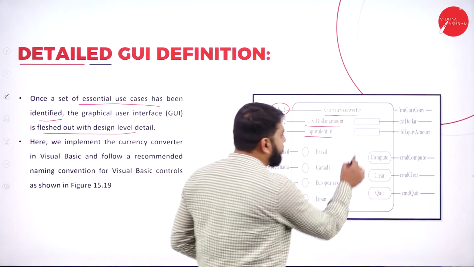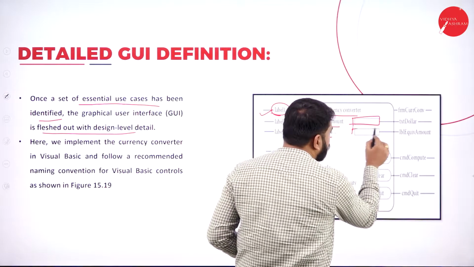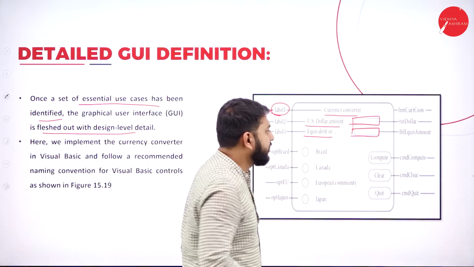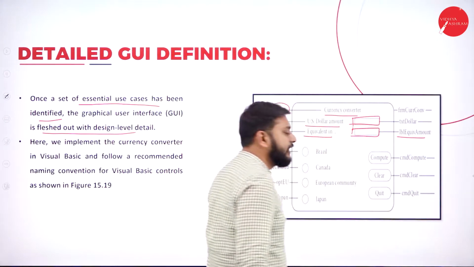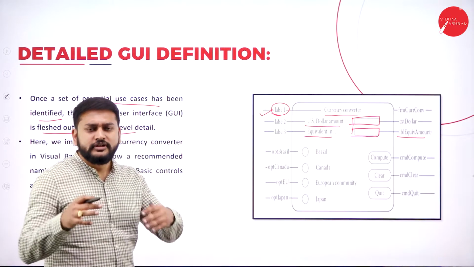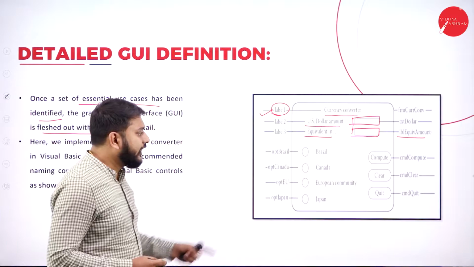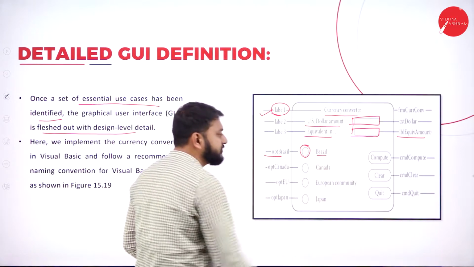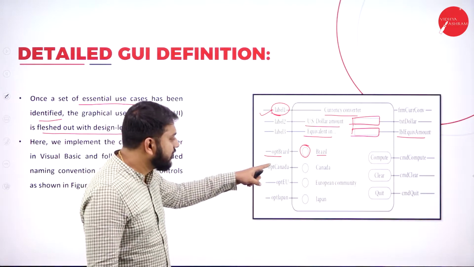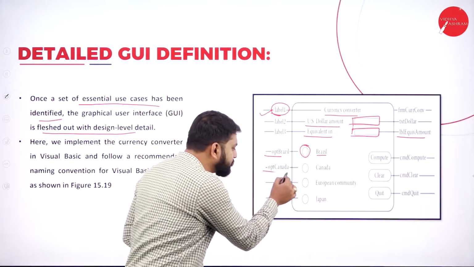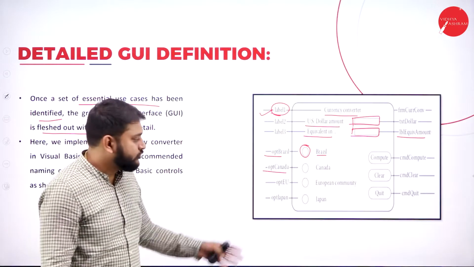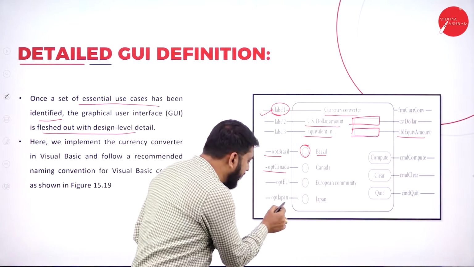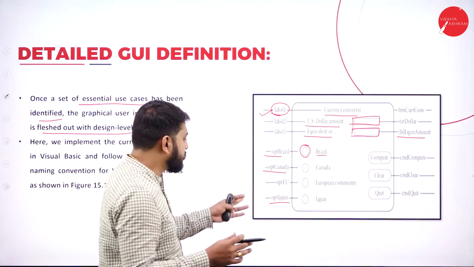Alright, after that I have text boxes. What do I have? Two text boxes. The first text box I will call text dollar, and the second one I will call text equivalent amount. Whatever name you want, you can just rename it. That's not an issue. Then please observe carefully. The first radio button, for Brazil, I will treat as option Brazil, and the next one is option Canada, and option Europe Community is what I will represent as option EU. Then the last one that I have here is option Japan. That's what you need to observe.